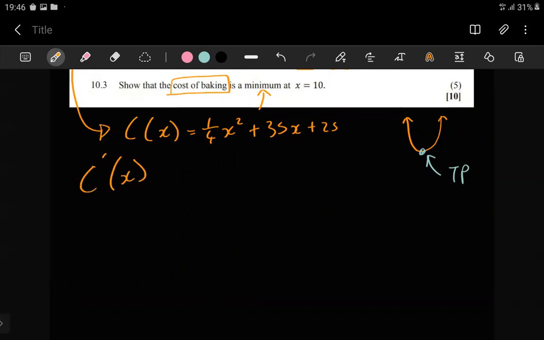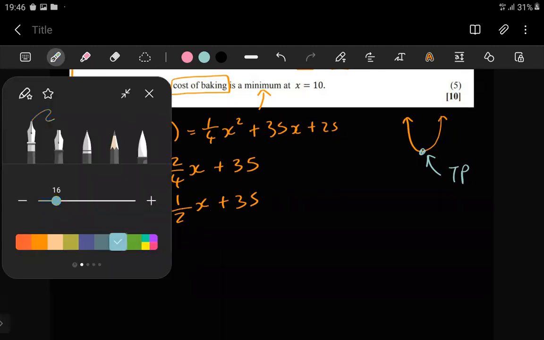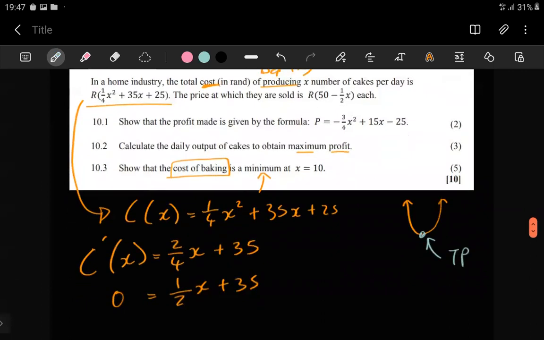So differentiating once, we're going to have 2 times a quarter, which is 2 over 4, and then 1 times 35 is 35, and then x to the power of 1 minus 1. 1 minus 1 is 0, so x to the power of 0 is 1. Fine. Now, when you differentiate a constant, it just falls away. So we said you should make this equal to 0. This is like half x plus 35. It doesn't look like it's working out, but let's just carry on.